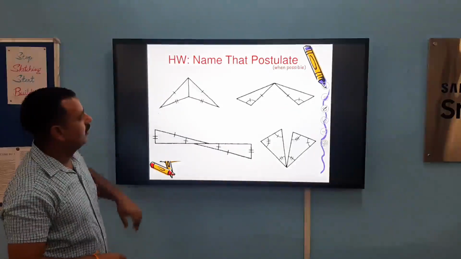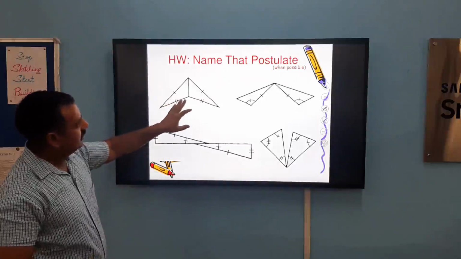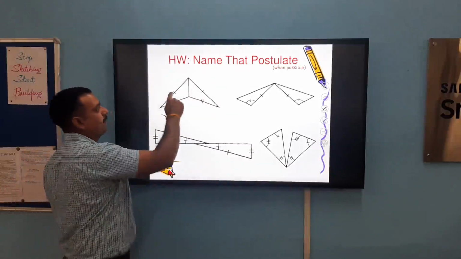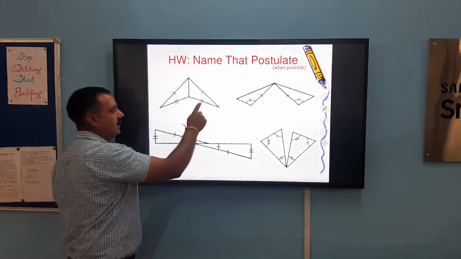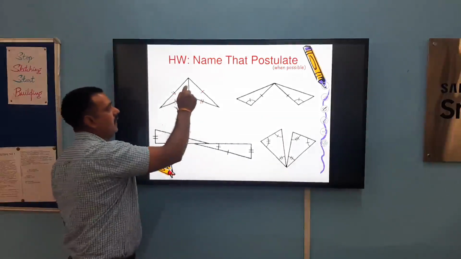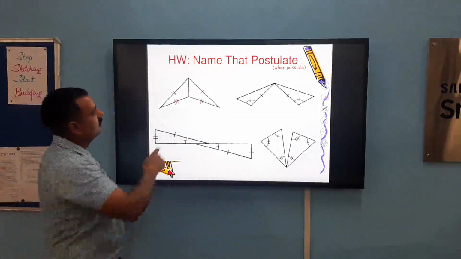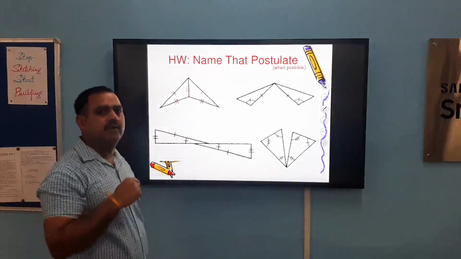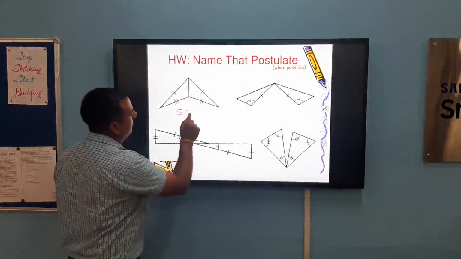So this is for your homework purpose. We can write postulates here. In the first figure, one side is equal, the second side is equal, and here the reflexive property applies, so one side is common. So we can say in these two triangles, all three sides of one triangle are equal to three sides of another triangle. So we use SSS.